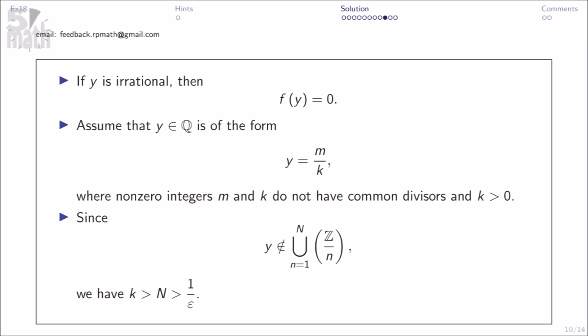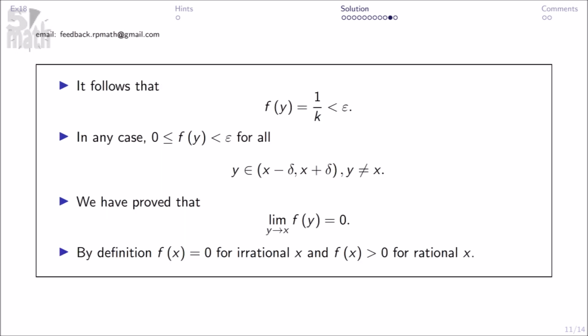Assume that y in Q is of the form y equals m over k, where non-zero integers m and k do not have common divisors and k greater than 0. Since this, we have k greater than n greater than 1 over epsilon. It follows that f of y equals 1 over k less than epsilon. In any case, 0 less than or equal to f of y less than epsilon for all this. We have proved that limit y to x f of y equals 0.